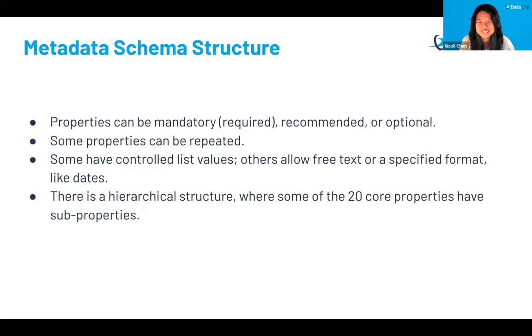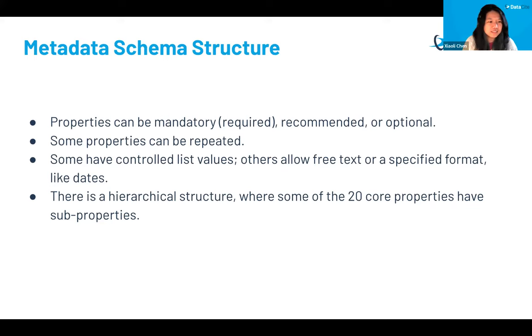Now we can go to the next slide. And also the schema structure, as mentioned, mandatory, recommended, optional properties, and some properties can be repeated. In fact, most properties can be repeated. The non-repeatable properties are the identifier. They are unique and automatically assigned. So there's only one for each resource. The publisher, there can be only one publisher for a resource. The publication year, you cannot publish it in multiple years, and the resource type as well as the version. These are non-repeatable properties for a resource, and all the rest can be repeated in various capacities. And some of the properties have controlled list values, others allow free text for a specific format like dates. And also there is a hierarchical structure presented because they have sub properties and attributes associated to it.